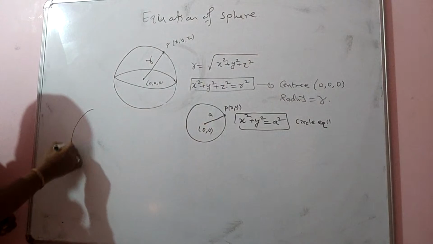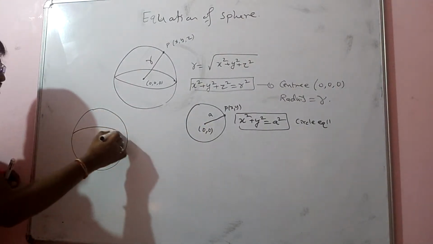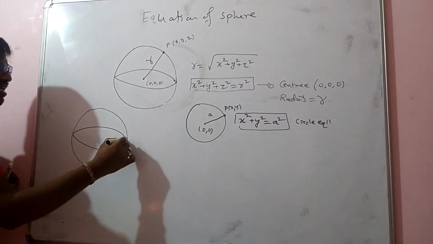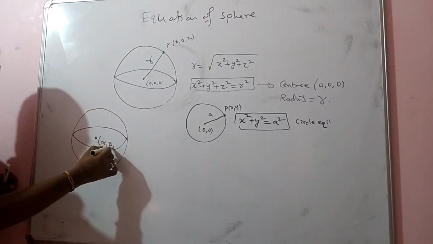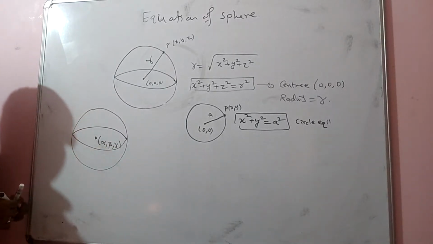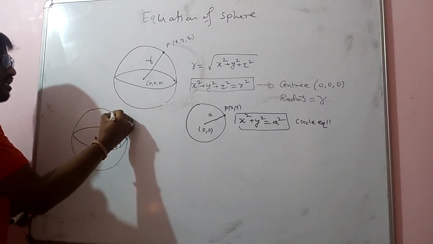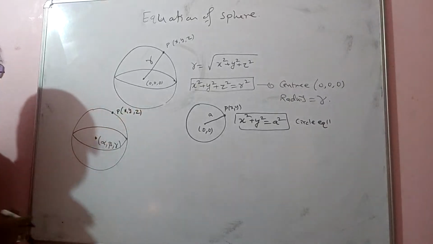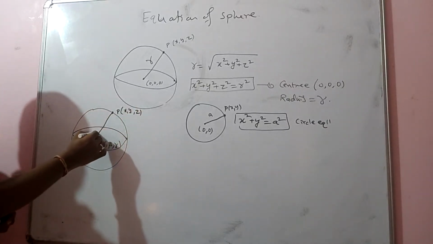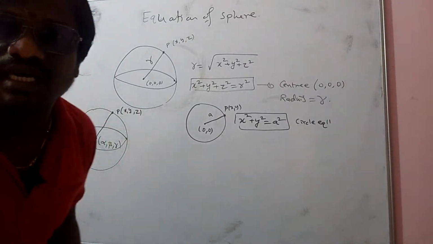Now, if I want to find the sphere equation in another way, this is the sphere and the center of the sphere is different. Let us take the center as alpha, beta, gamma. The point on the sphere is x, y, z, and I want to find the distance. Let us take C as the center.